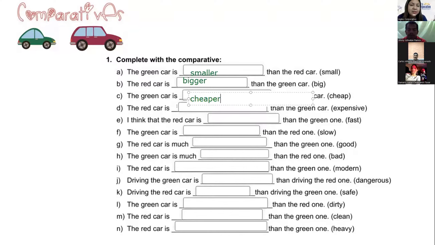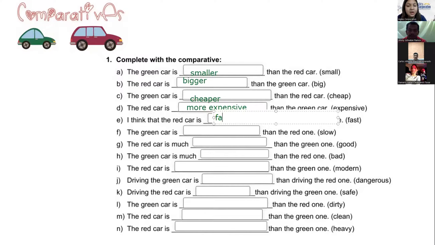Okay, letter D. The red car is? More expensive. It's more expensive. Okay, letter E. I think that the red car is faster than the green one. Faster. I think that the red car is faster than the green car.